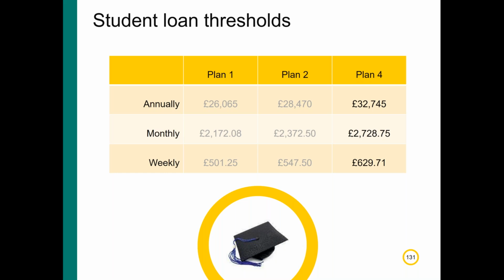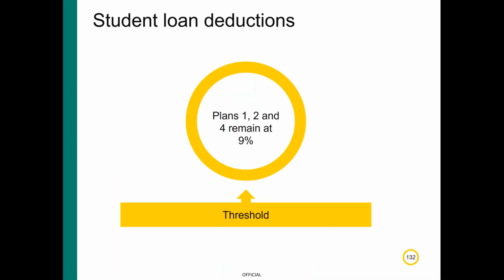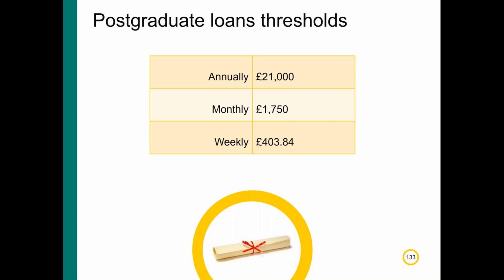Deductions for plans 1, 2 and 4 remain at 9% for any earnings above the respective thresholds. The repayment threshold for postgraduate loans remains at £21,000. That's £1,750 a month, or £403.84 a week. The deduction for postgraduate loans remains at 6% above the threshold.